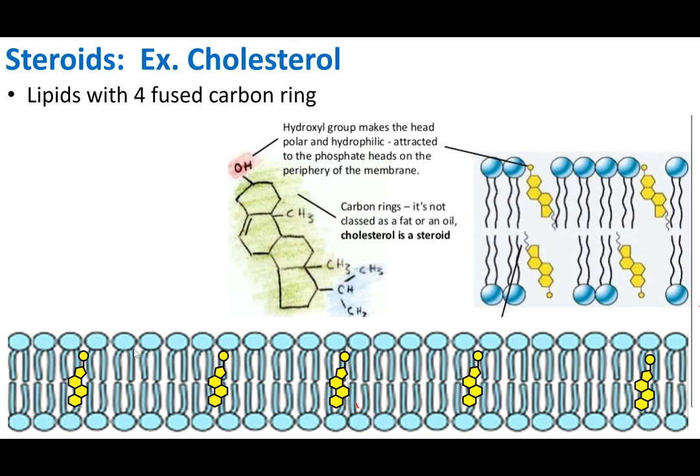Now, you only see this in animals because plants don't need cholesterol because they have cell walls, right? They have cell walls that help their cells maintain structure. So instead of cell walls, animals have cholesterol to help maintain that structure of the cell membrane.